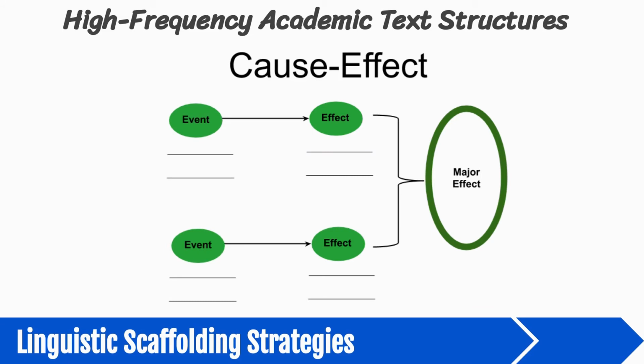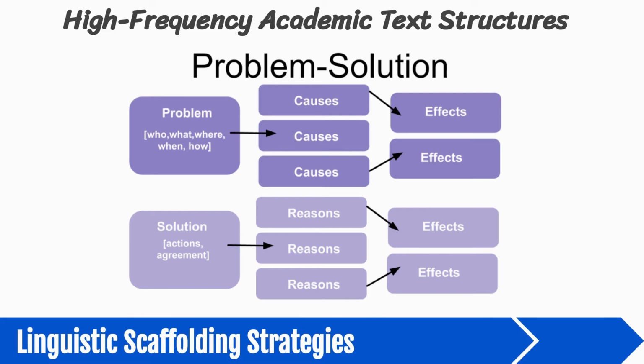Cause and effect falls under the umbrella of explaining. Students identify an event and describe the cause of that event occurring, acknowledging that there may be more than one cause that produces an effect. Problem solution falls under explain. We identify a problem, the causes of the problem, and its effects. We then identify the solution and the reasons for offering that solution, and we identify the effects.